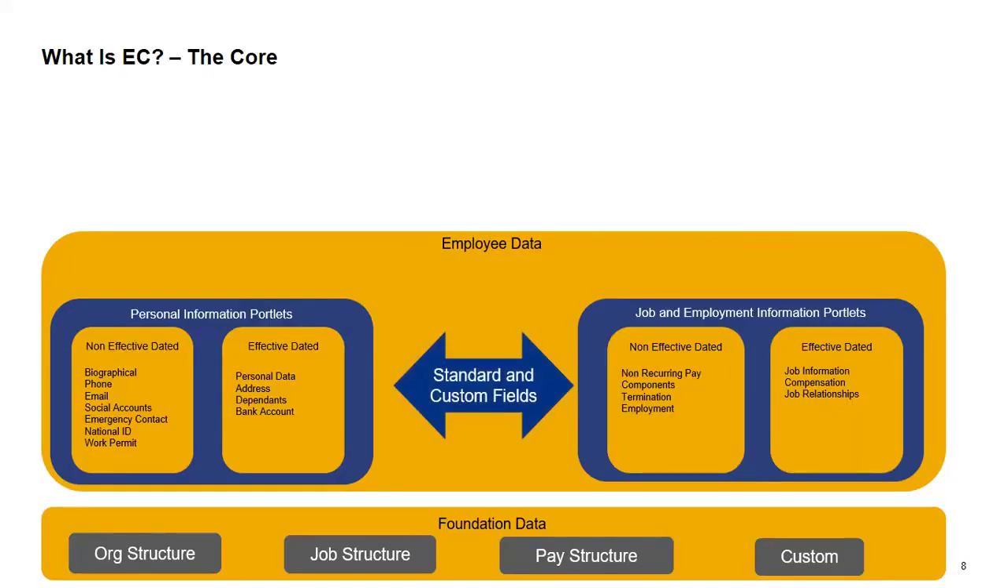SuccessFactors gives us the standard fields for every portlet. Yesterday we saw personal information, and we have those fields: first name, last name, middle name, salutation, gender, and so on. Those are the fields of personal information. Now, SuccessFactors has given us those fields. Additionally, SuccessFactors says you can have your own fields as well, up to 20 text fields, up to 10 date fields, up to 20 decimal fields. So it has given some limit. These are custom fields. So you can have standard fields and custom fields in these portlets.